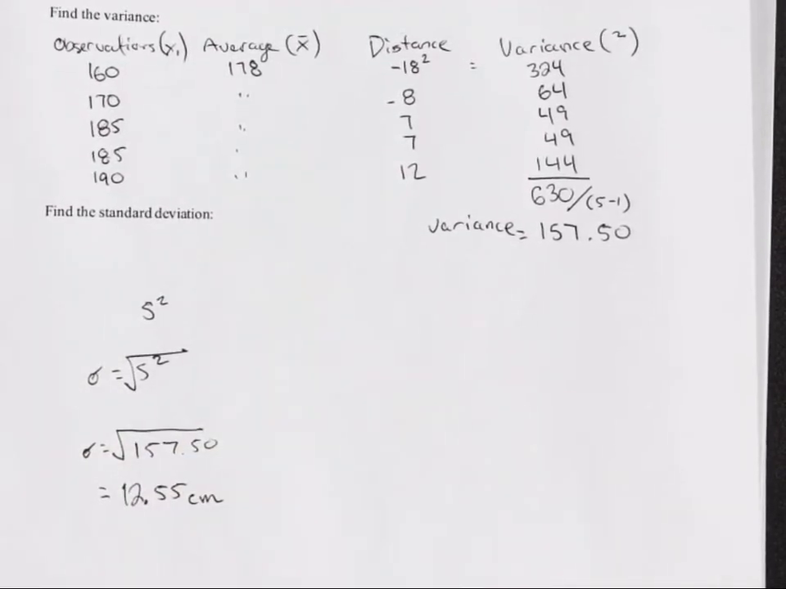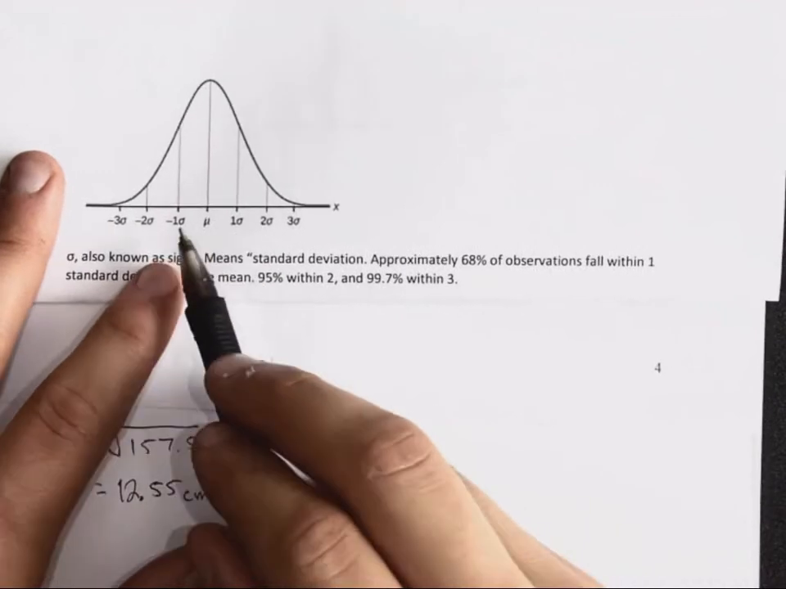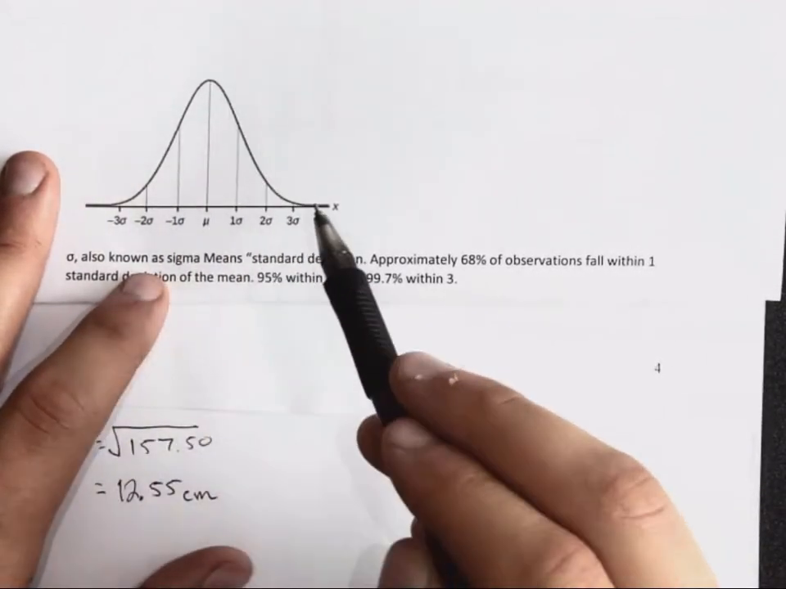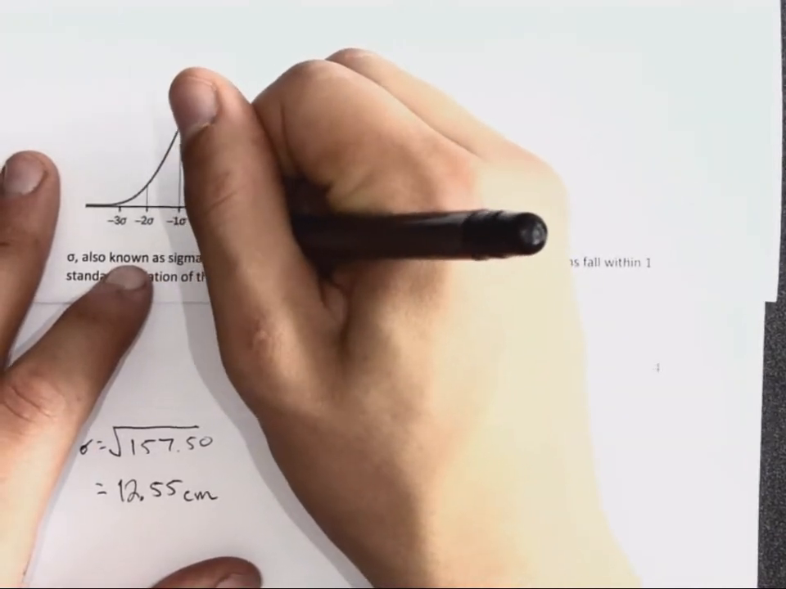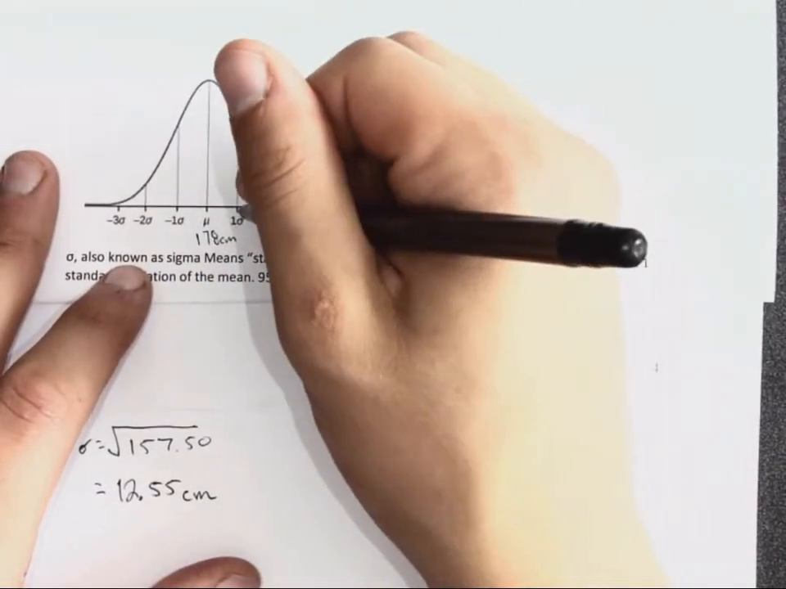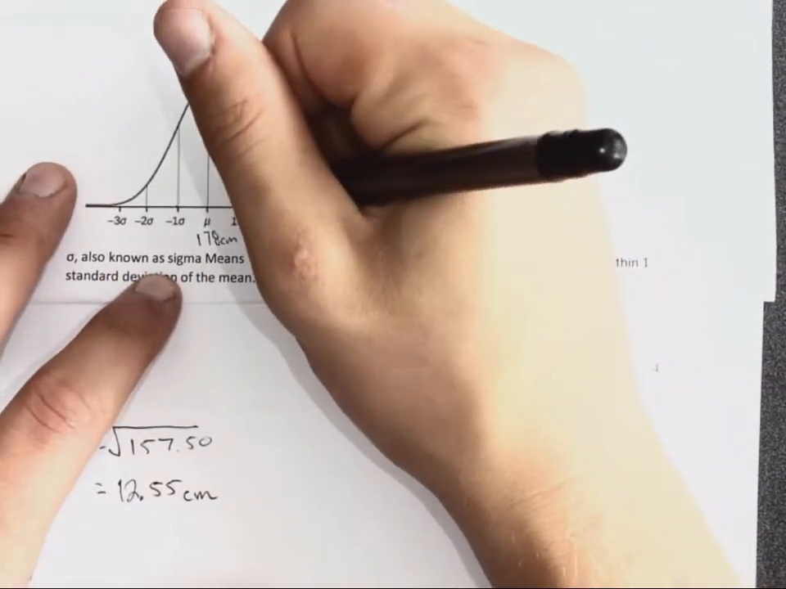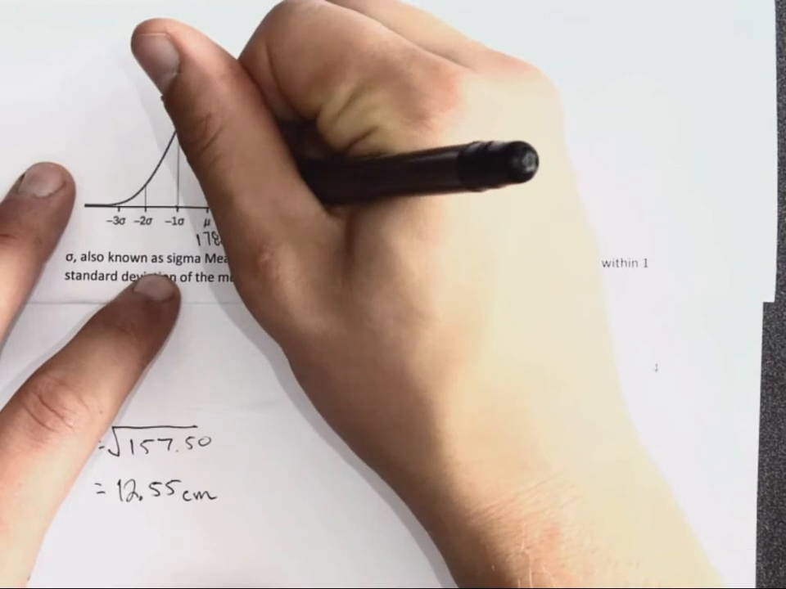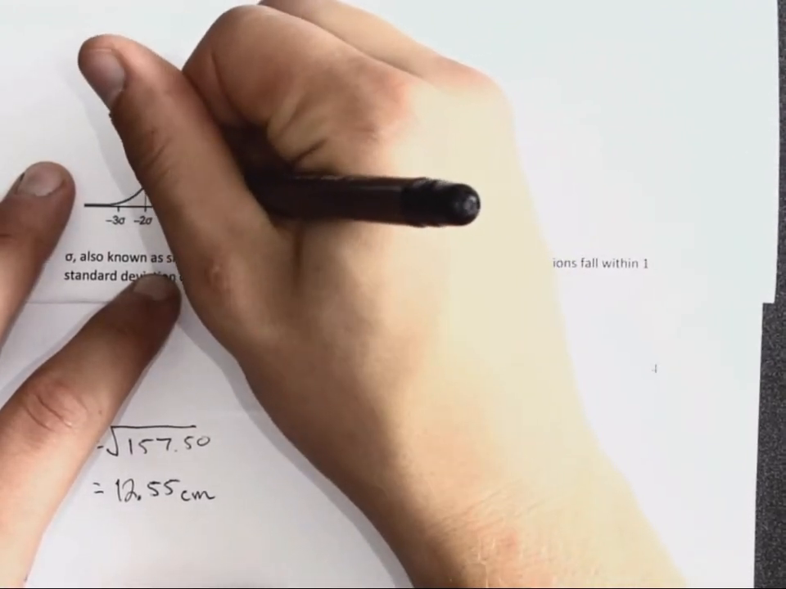So, in looking at this, we can refer our standard deviation to any chart. Now, these are pretty standard numbers. This will be in your formula guide. You can see here that your averages typically fall along a bell curve. So in this case, our mean would be 178 centimeters. And one standard deviation in either direction would be plus 12.55 and negative 12.55.